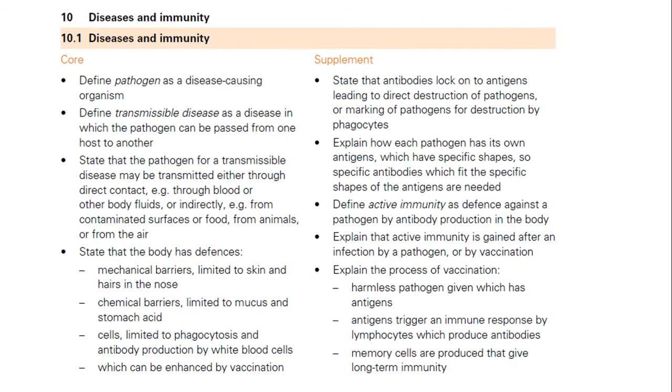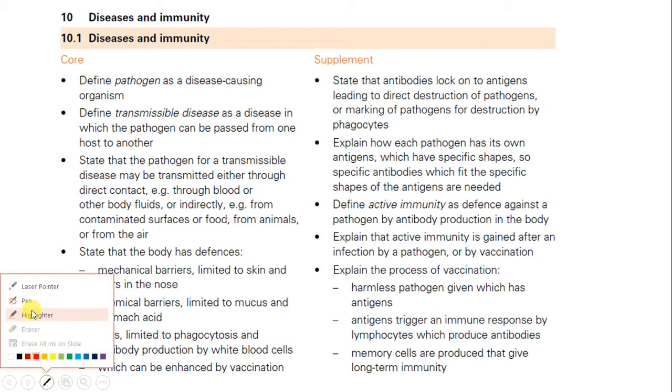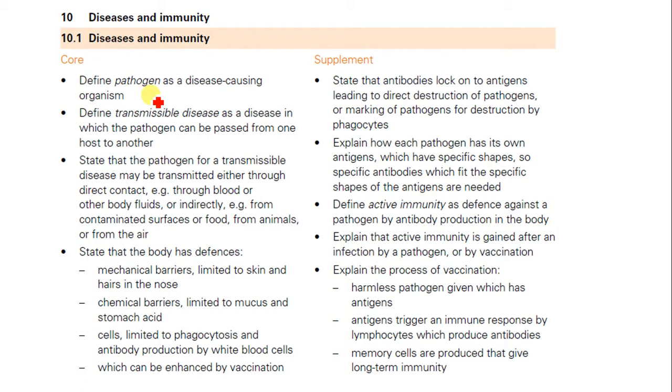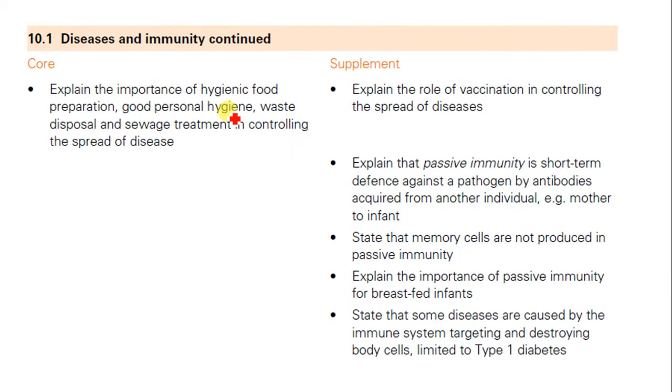So the syllabus objective for this lesson is that you should be able to define pathogens and transmissible diseases. I'll advise you to pause and copy down your learning objective, or read it through, so you understand the content that we will cover for this lesson. This is the continuation of our learning objective. Once we are able to cover all this, then we are done with this topic called disease and immunity.